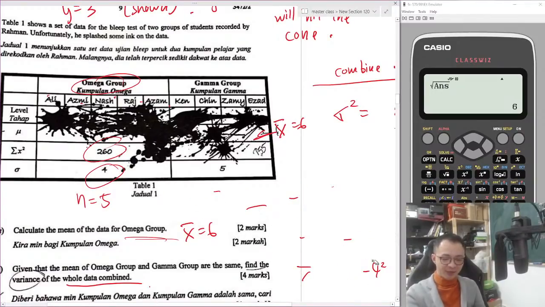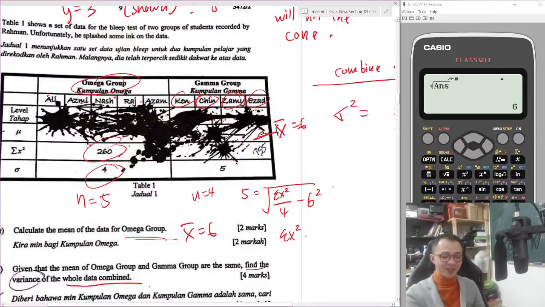Let me erase some part here. One of the sum of x squared is already found. I need to find the sum of x squared for the second data. Since the standard deviation is 5 here, it equals the square root of sum of x squared over n, where n is 4, minus 6 squared. I solve this to find my sum of x squared, so I have 25 plus 36, times 4. You just solve this equation and you will get 244.